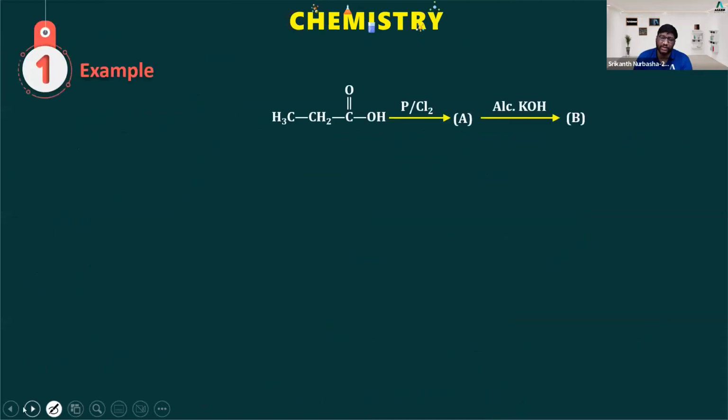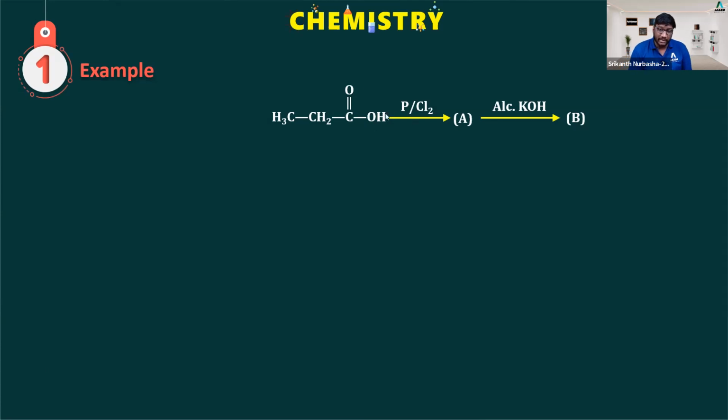Very good. And this was a very good method. Why is it a good method? Why does the HVZ reaction have importance? Because on the alpha carbon we have a substituted halogen, which means the carbon-chlorine bond can be replaced by a carbon-cyanide bond. The CN group can be replaced if I treat it with KCN.